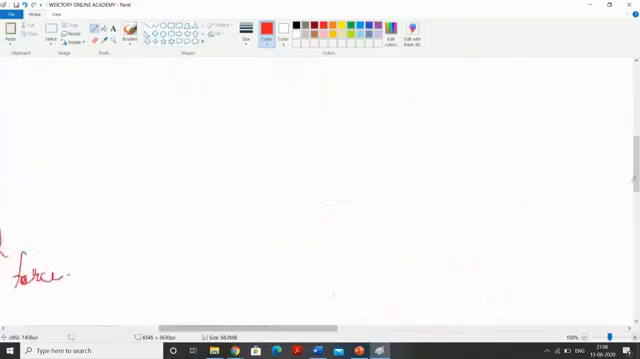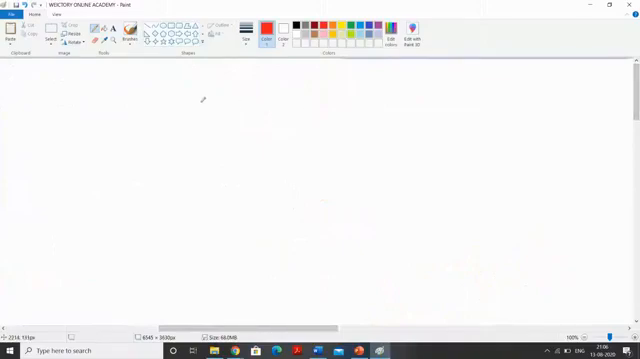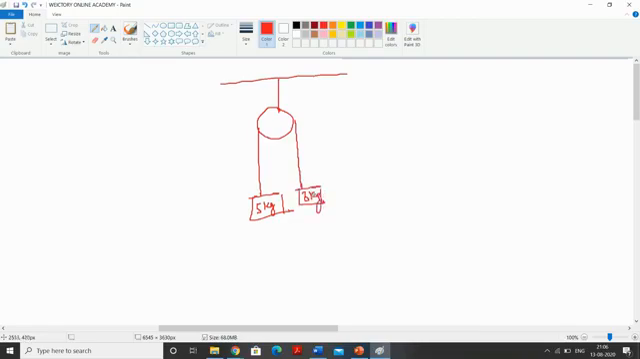Let's solve questions on the concepts of Newton's third law. Let's start with the pulley question. Here, this is a 5 kg object hanging from the pulley, and there is a 3 kg object hanging on the side. The pulley is frictionless and the strings are massless.